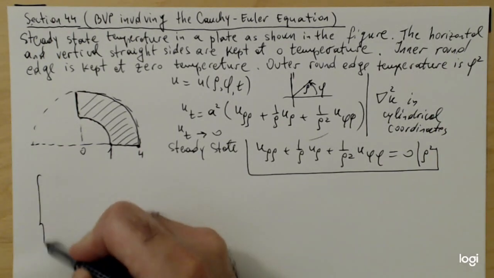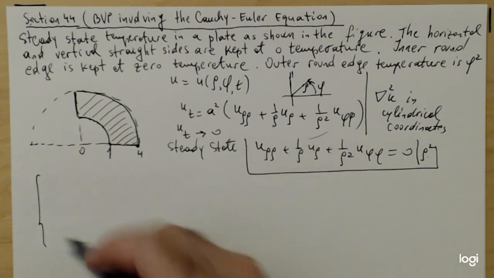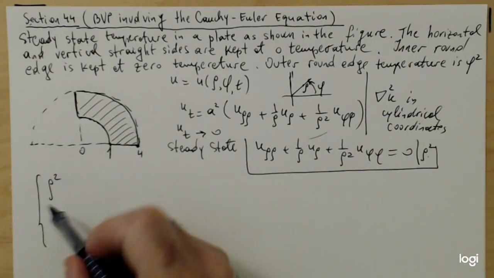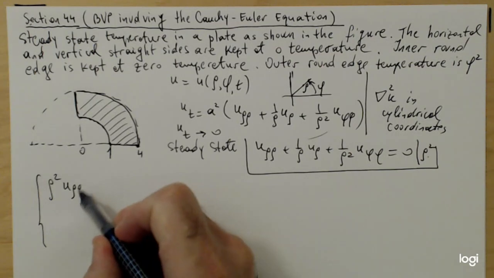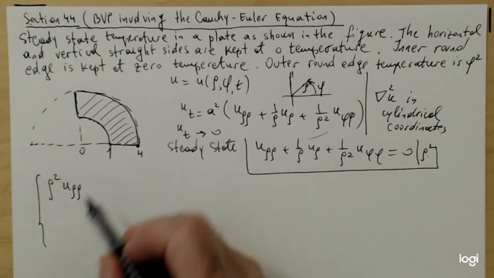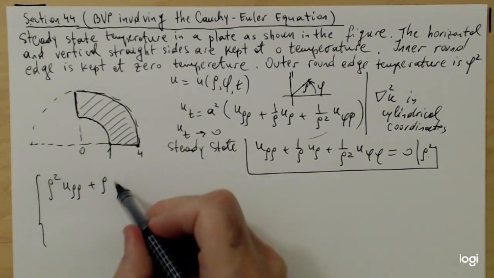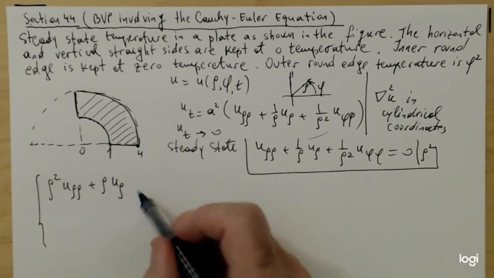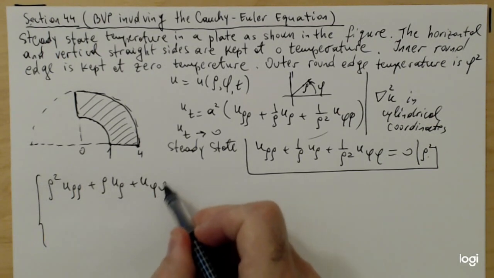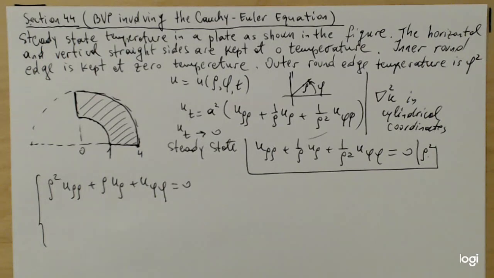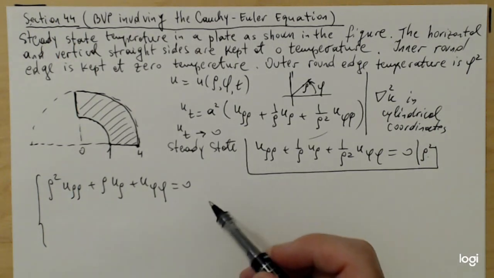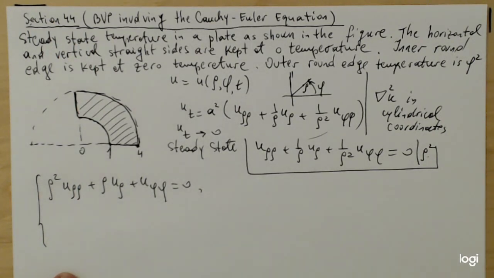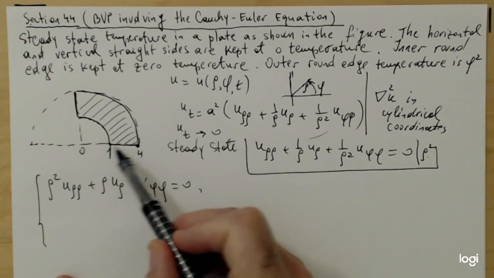So once I multiply by rho squared and simplify, the PDE becomes rho squared u partial rho twice plus rho u partial rho, and then plus u partial phi twice equals 0. And now, very carefully and slowly, let's figure out the boundary conditions. First of all, the domains for phi and rho, and then the boundary conditions. As I mentioned already, the radius is between 1 and 4.